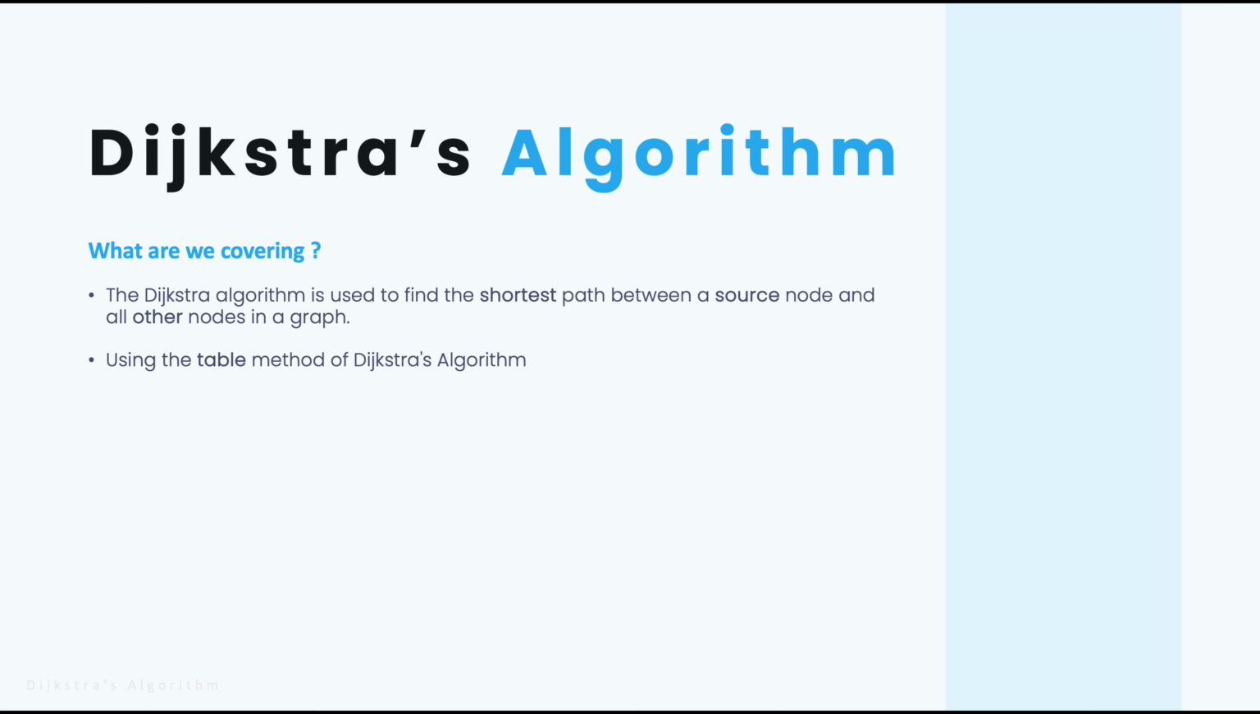So firstly, what is Dijkstra's algorithm? Basically, Dijkstra's algorithm is used to find the shortest path between a source node and all other nodes in a graph. We are going to be using the table method to display Dijkstra's algorithm, and you'll see it's pretty easy to do in the example.